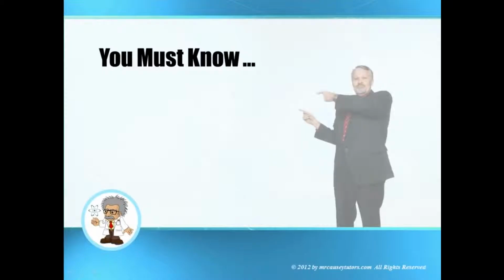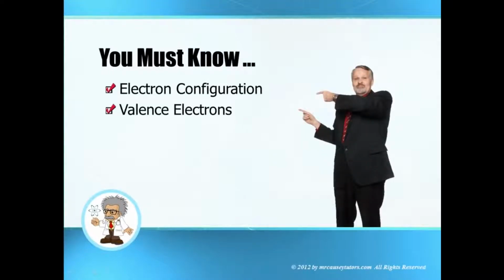You must know electron configuration, valence electrons, and Lewis dot symbols. It's important and imperative that you go back and listen to my lessons on valence electrons, Lewis dot symbols, and electron configurations, because if you don't know electron configurations and how to pick out valence electrons, then the rest of this lesson makes no difference.